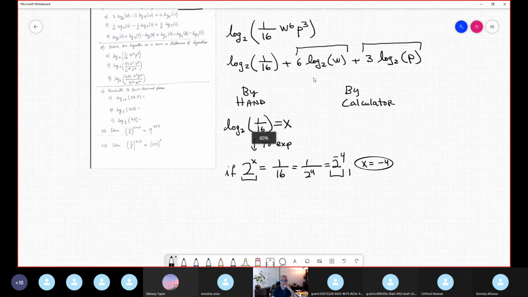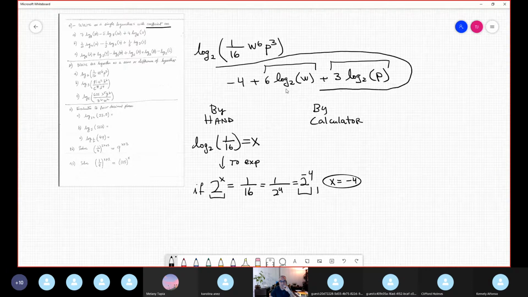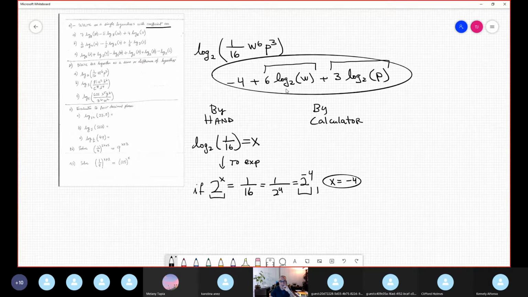And my final answer, for example, I erase this part. No good. I put the result of this case, negative 4. This is my beautiful final answer. Not only expand, the numerical part you have to compute.